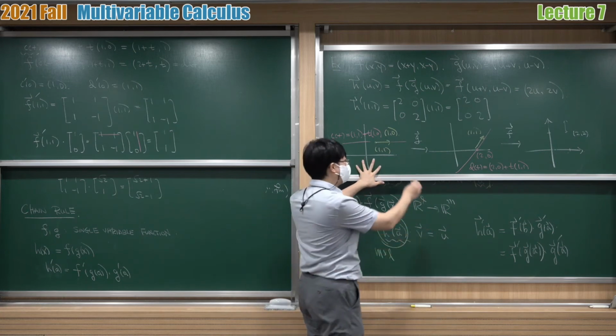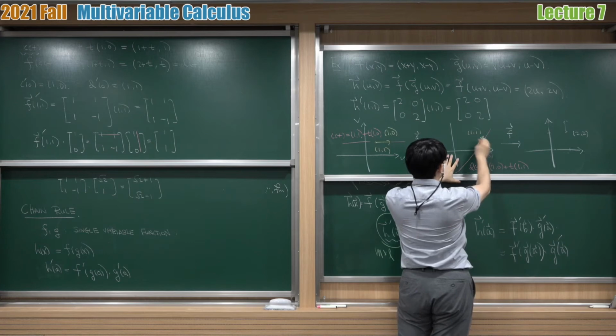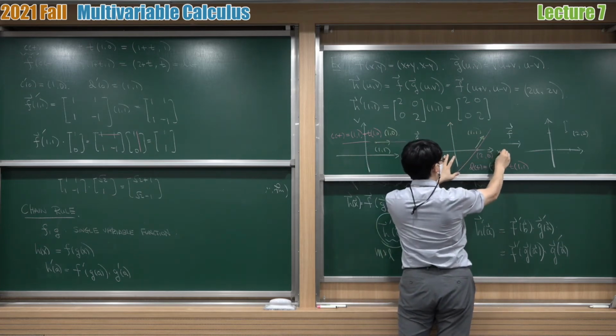First one. This is U and this is V. What's the coordinate of the middle one? X and Y.